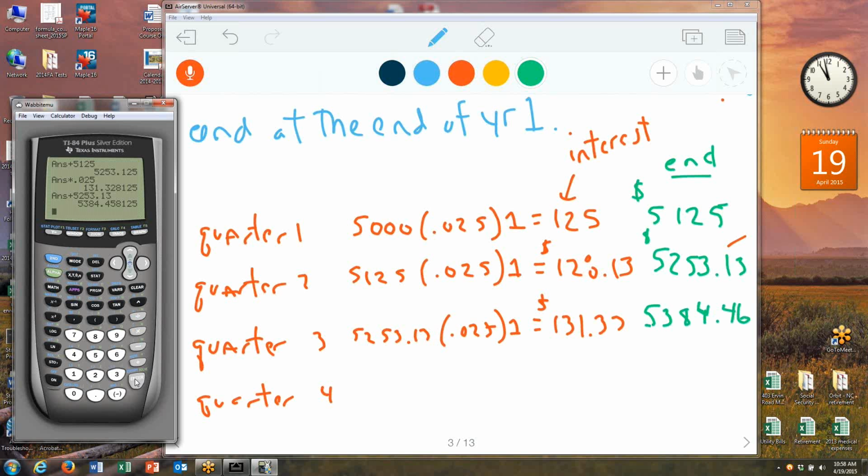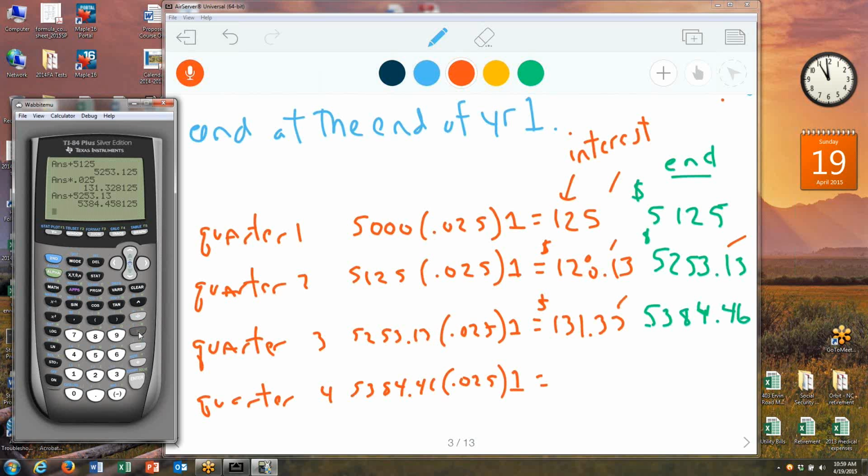So I'm going to take that number that we just got there, $5,384.46, times the 0.05. Even though it's 10%, you divide it by 4 because you're getting interest on it 4 times a year. Times the 1. Let's figure out what that is. And look how they're going up. The first time I got 125 interest, 128.13, 131.33.